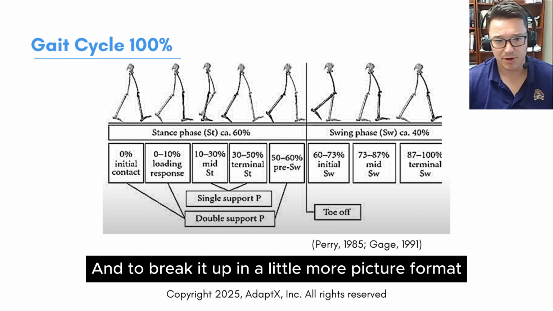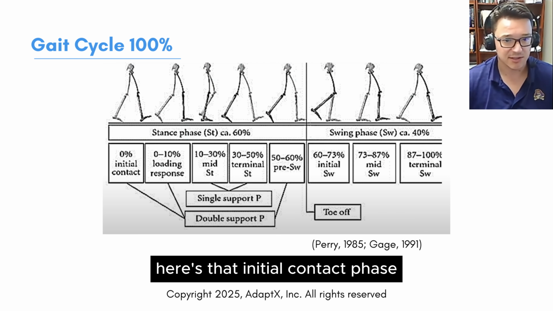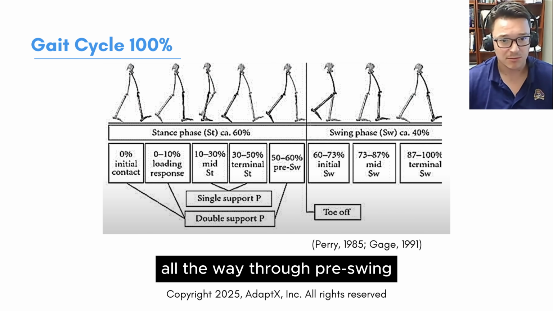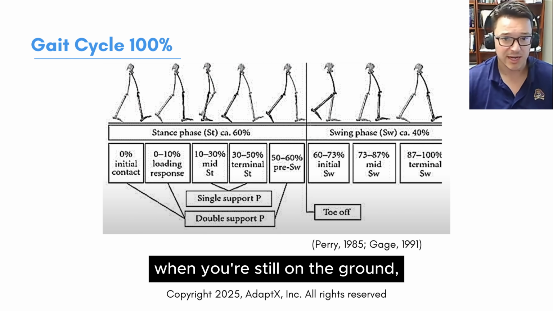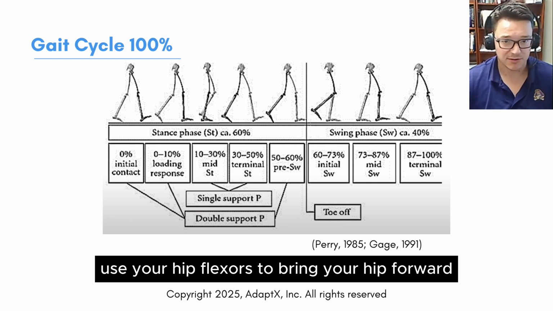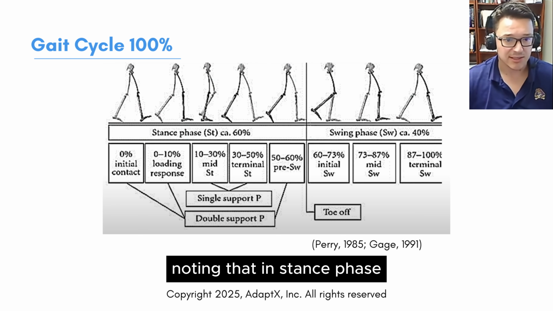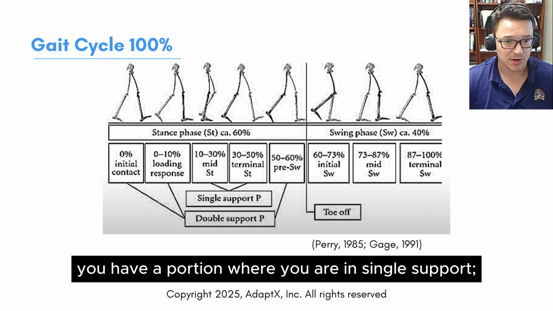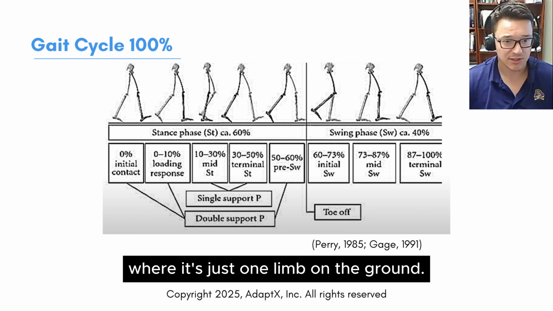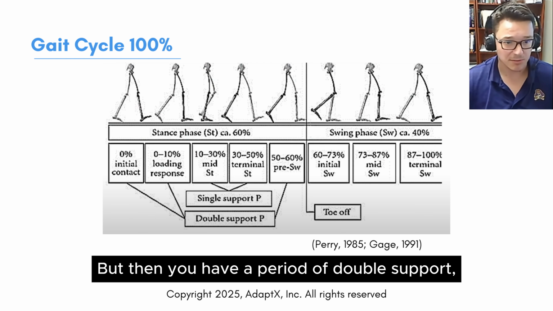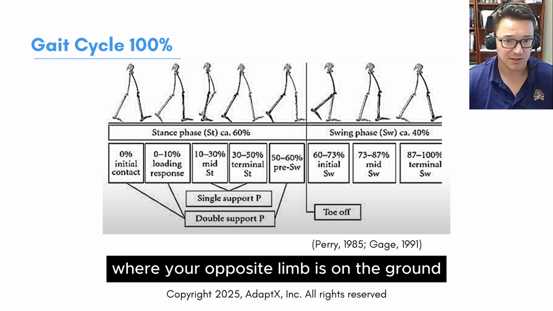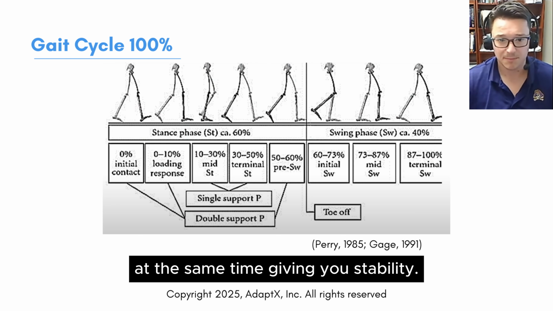And to break it up in a little more picture format, here's that initial contact phase at the beginning of stance all the way through pre-swing, when you're still on the ground and you're really pushing off and starting to use your hip flexors to bring your hip forward and bring your leg forward, all throughout the phases. Noting that in stance phase, you have a portion where you are in single support, where it's just one limb on the ground, but then you have a period of double support where your opposite limb is on the ground at the same time, giving you stability.